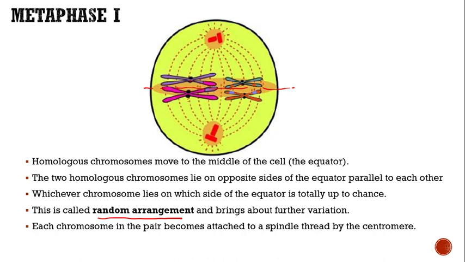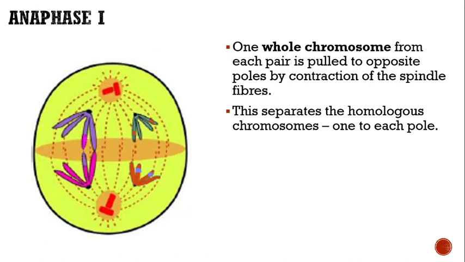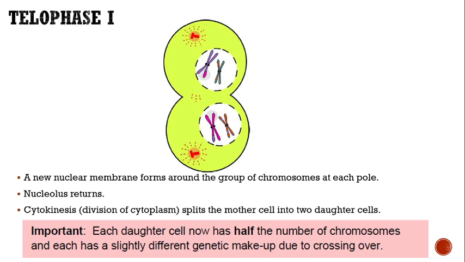Then the spindle fibers now prepare for what? They will prepare for anaphase, because they are attached to the centromere. They will begin to shorten in anaphase. As they shorten, they pull the homologous pairs apart. Each chromosome, each whole chromosome, might I add, will be pulled to the opposite pole of the cell. Then this separates homologous chromosomes to each pole, and then the cell enters telophase.